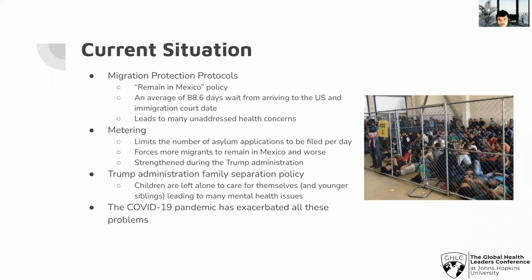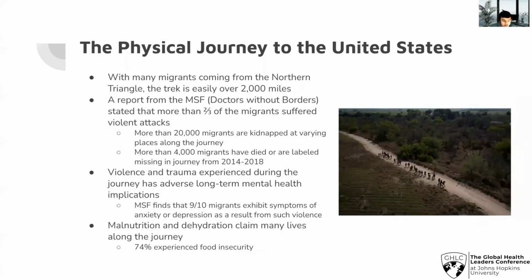Another policy to be familiar with is the family separation policy. And this is where children were left alone to care for themselves. And this led to many mental health issues for children that came to the border. And the last one to talk about was the COVID-19 pandemic, and this basically exacerbated all these problems, especially since social distancing isn't really possible. And when there are too many people traveling to the border, it can lead to crowded and unsanitary conditions as well.